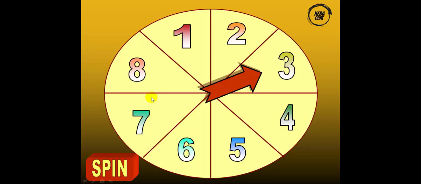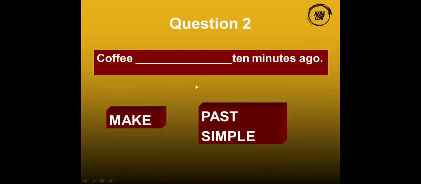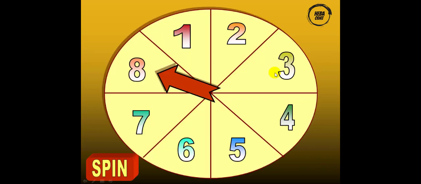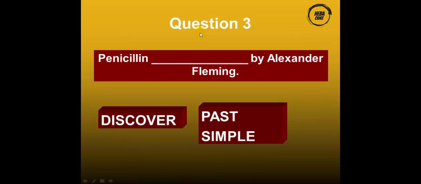Another one? Let's spin it one more time. Question number 2. Coffee. 10 minutes ago. I want it in the past simple using the verb make in the passive voice. Coffee was made 10 minutes ago. Let's spin it one last time. Question number 3. Penicillin by Alexander Fleming. Let's make it in the past simple using the verb discover in the passive voice. Penicillin was discovered by Alexander Fleming.